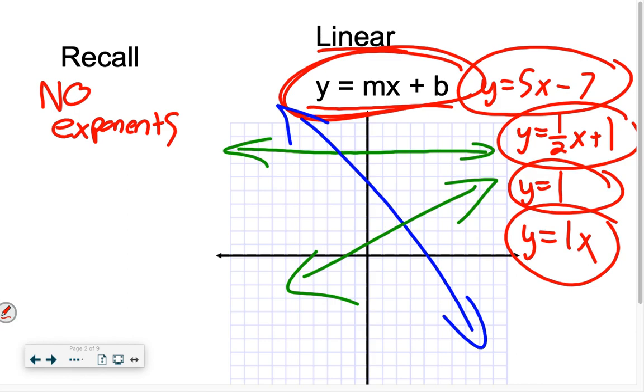So they just have to be straight lines. I know my blue line wasn't that straight, but you guys get the picture. They're not parabolas, and there's not exponential growth or decay. It's just a straight line, okay? So if you're looking at a graph and it's a straight line, you know it's going to be linear, okay? And if you look at the equation and there's no exponents, you also know it's going to be linear. So you're going to see examples later on where we use this, but for right now, keep that stored in your brain.